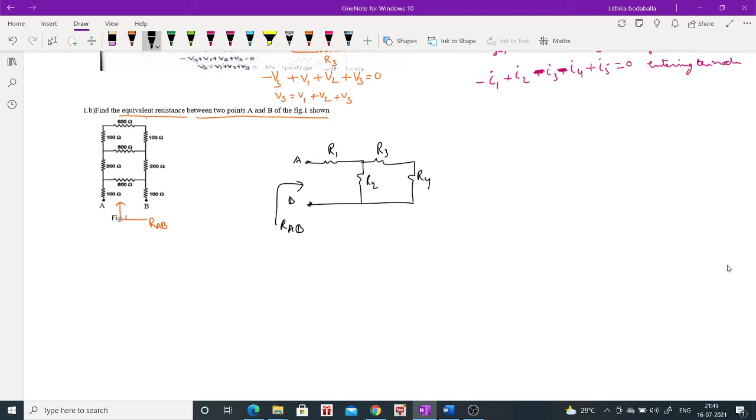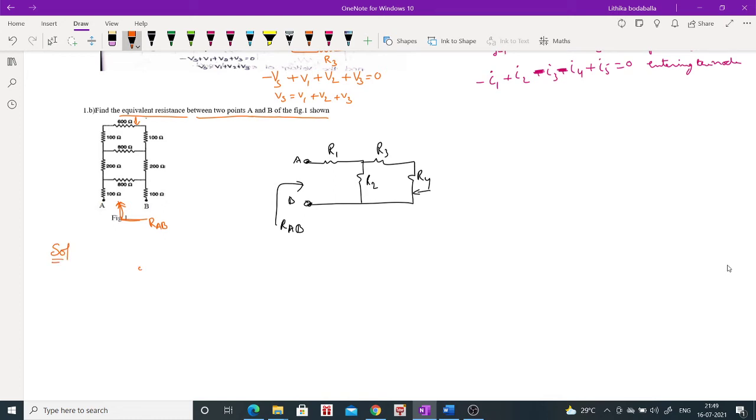So never get confused. Whenever we want to find the equivalent resistance across terminals A and B, we start solving from the other side of the circuit. As we want to find the equivalent resistance across terminals A and B here in this circuit, we have to start from this side. Okay. Otherwise, let me redraw this circuit so that your understanding will be much clearer.